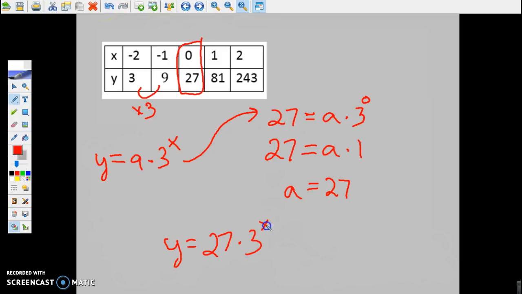to the x power. Okay, now notice that you cannot do 27 times 3, because when you follow order of operations, your exponent would be done first. So we leave it in this form because we need to know what x is in order to simplify it before multiplying by 27. So our final answer is y equals 27 times 3 to the x power.